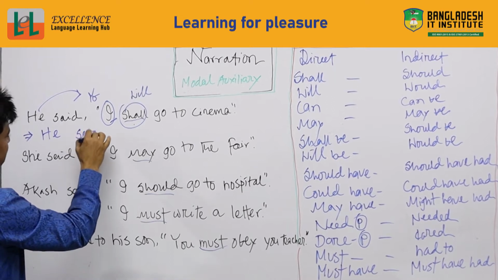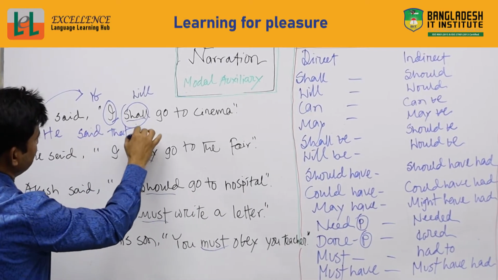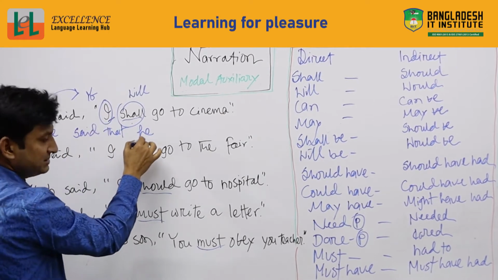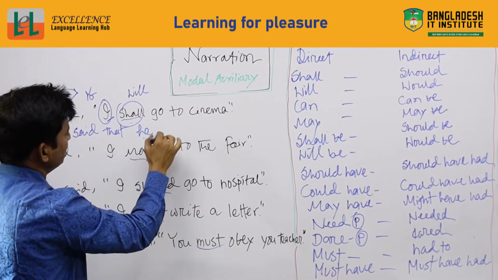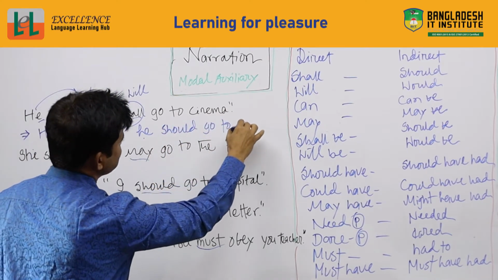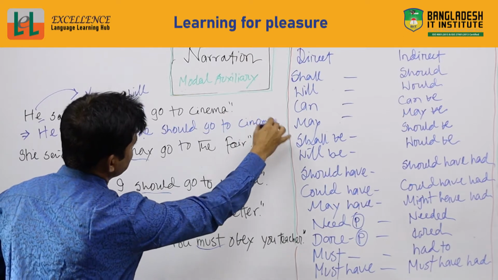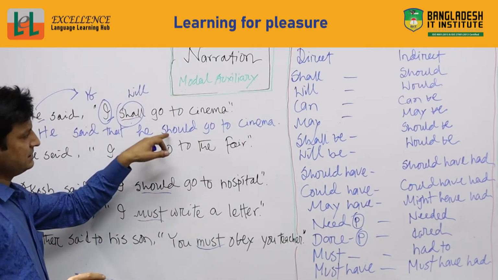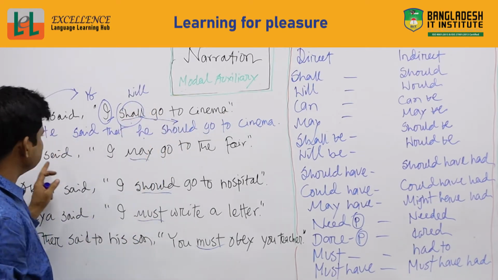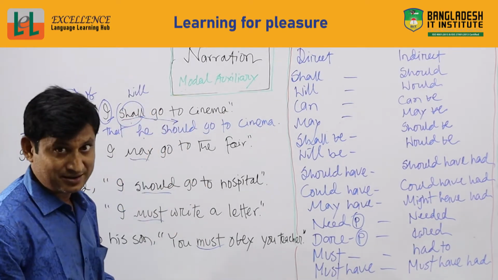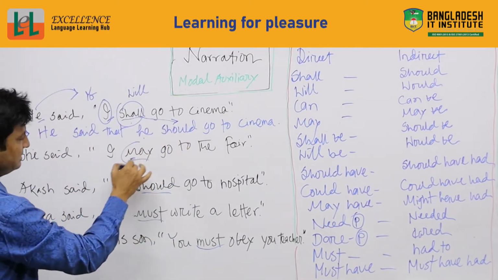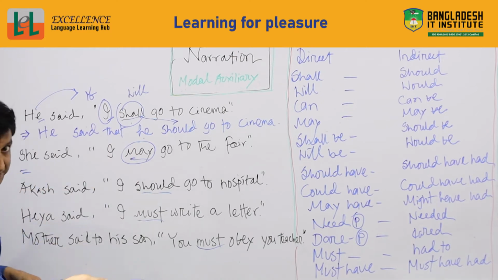He said that he, that means this one, that is I, change it to third person, he should go to cinema. Then shall, change it to should. Well, okay. And the next one, he said I may go to the fair. So if we get this modal auxiliary, what will happen in the indirect speech?